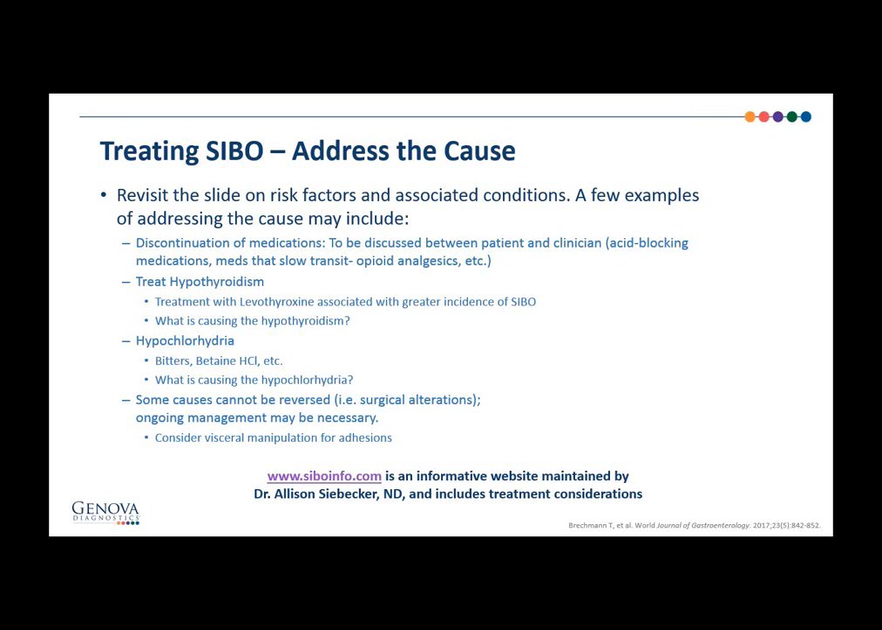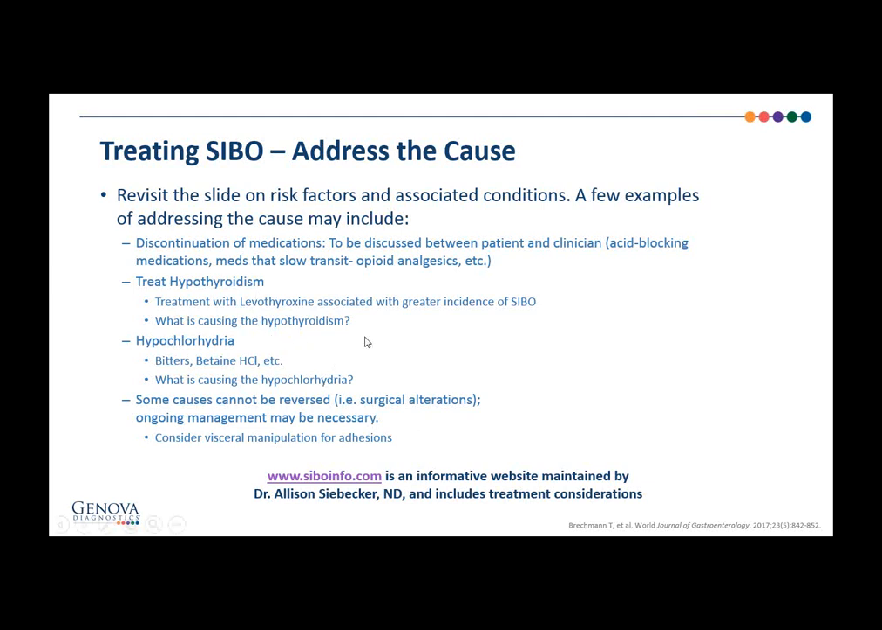Treating hypothyroidism. There was one paper that showed an association with treatment of hypothyroidism with levothyroxine and a greater incidence of SIBO. That doesn't necessarily indicate causation. It's just an association that was found in this one paper. Another question I have would be what's actually causing the hypothyroidism. So, we're trying to get to the root cause of the SIBO, but then we're trying to get to the root cause of the other conditions that could be setting them up for SIBO as well. So there's some digging and investigative work that has to be done here.